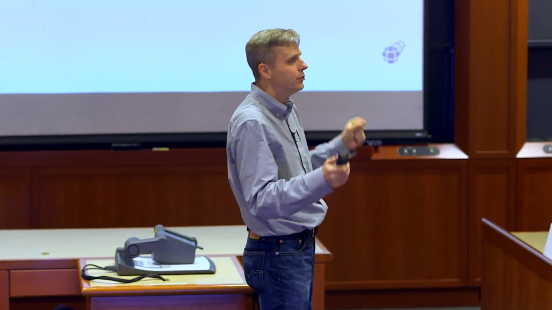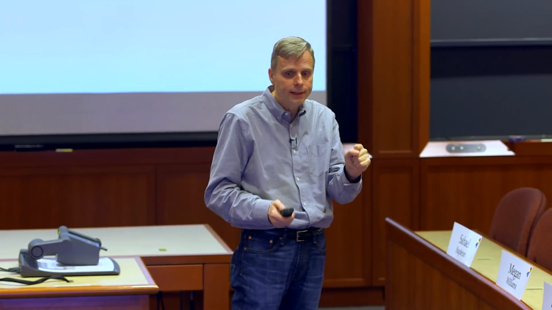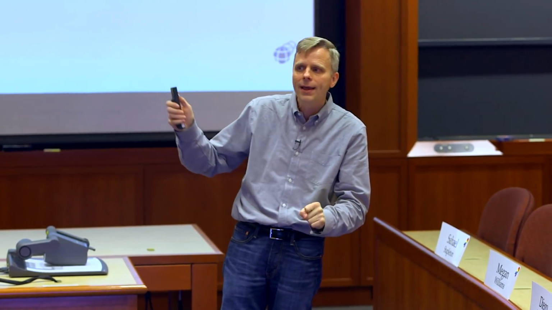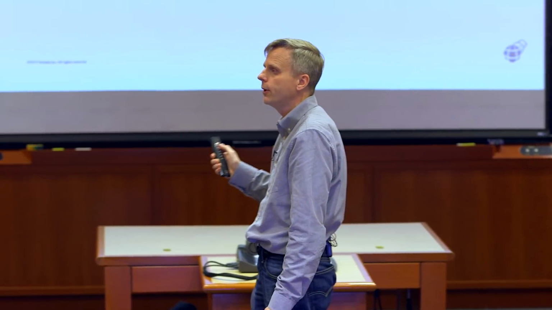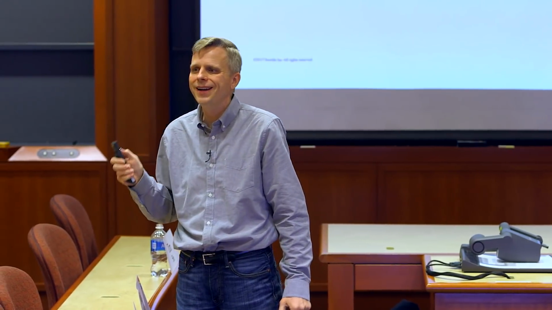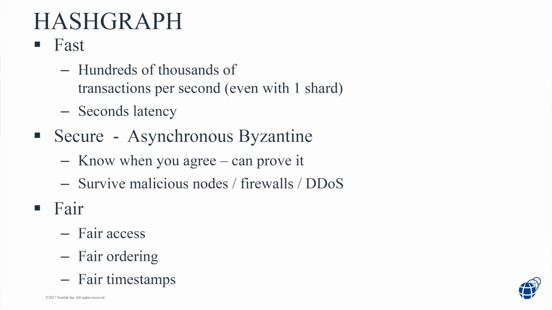However, Hashgraph is not slow, but it's still asynchronous Byzantine, and it also has a new property that ledgers usually don't talk about at all, and that is fairness. In fact, we have 3 different kinds of fairness here.